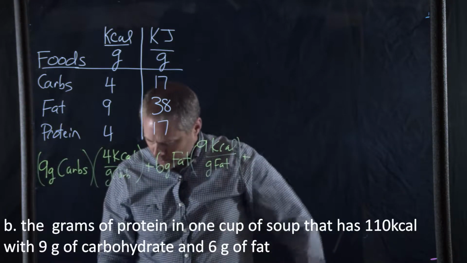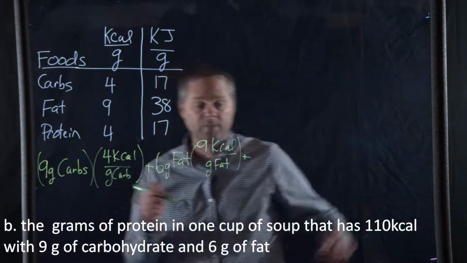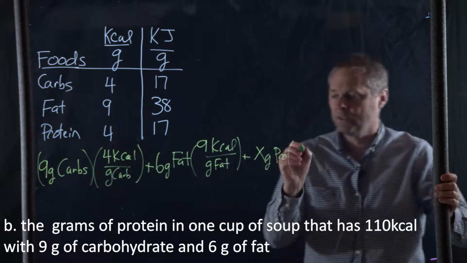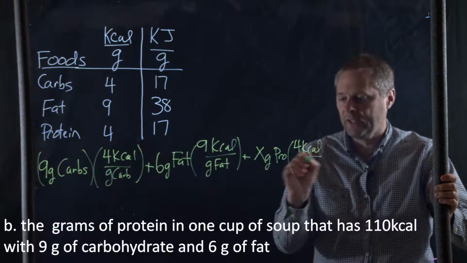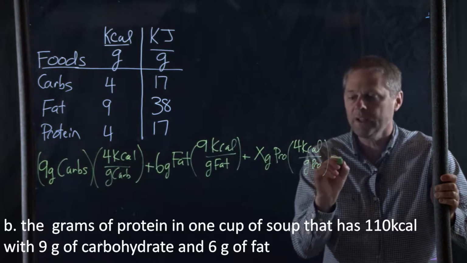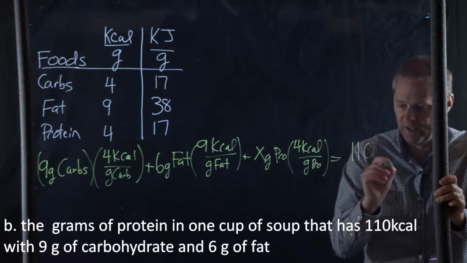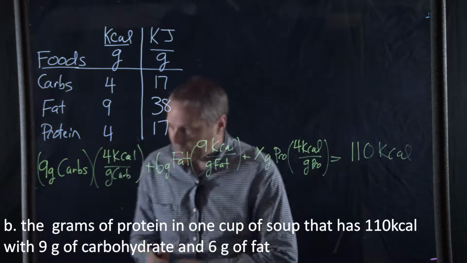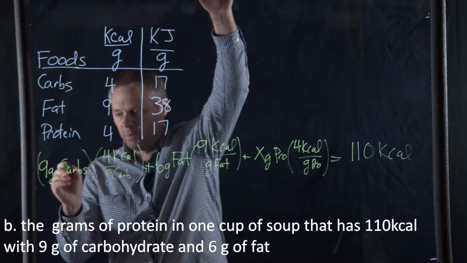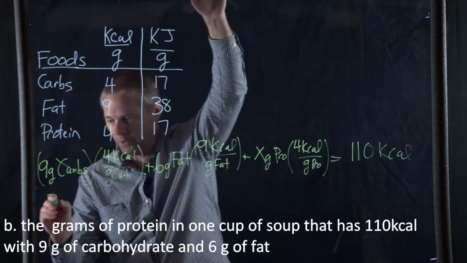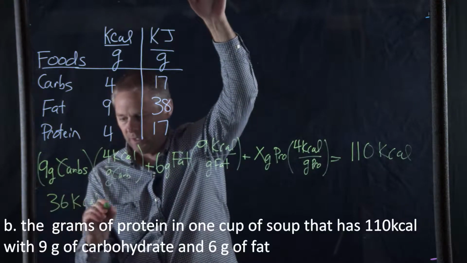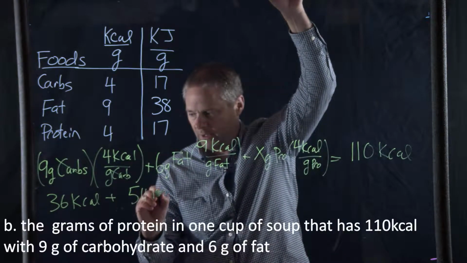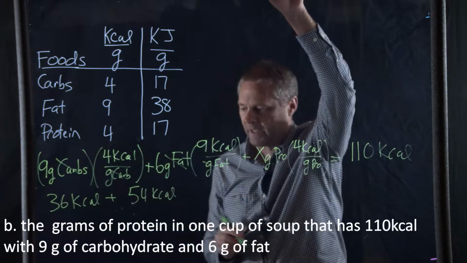Plus, now is where we have to use a little bit of algebra. It has protein. So we have X grams of protein times 4 kilocalories per gram of protein. And this is all equal to 110 kilocalories. All right. Now, if we go through here, we multiply this, the grams of carbs cancel, so we get 36 kilocalories plus 6 times 9 is going to be 54 kilocalories. Once again, the grams of fat cancel.